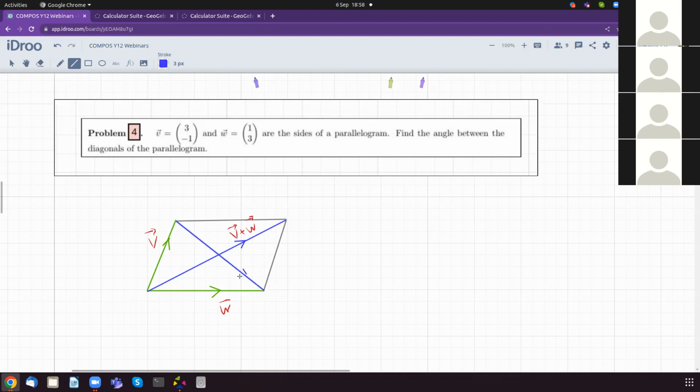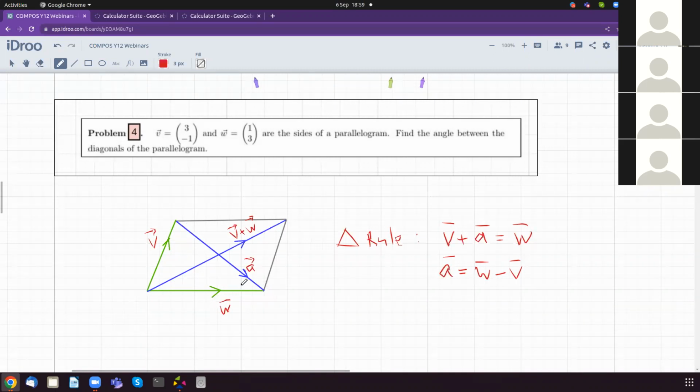Let's see what we get here. To find this diagonal, let's give it a name, A. And from the triangle rule, we can see that V plus A, as vectors, is W. And A is W minus V. We just rearrange to make A the subject.